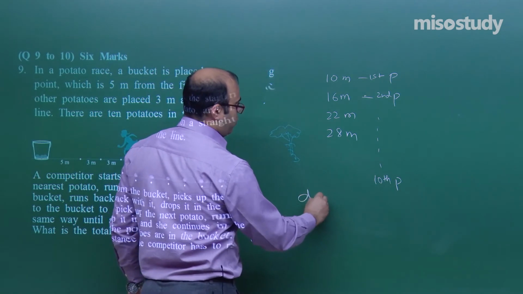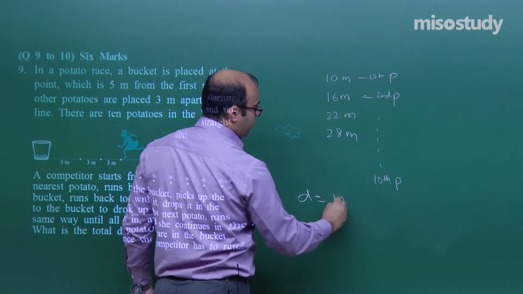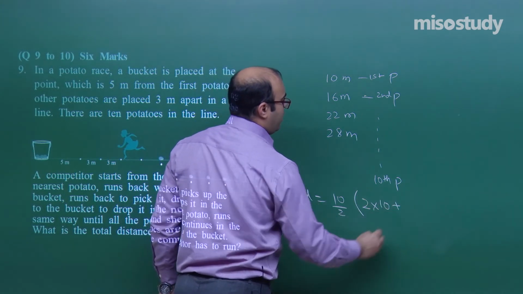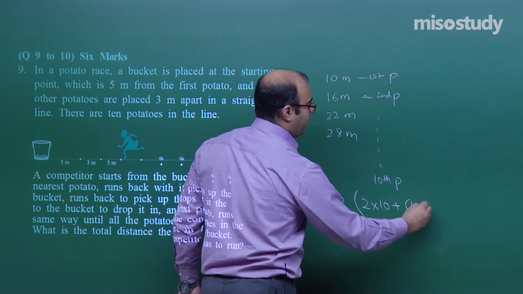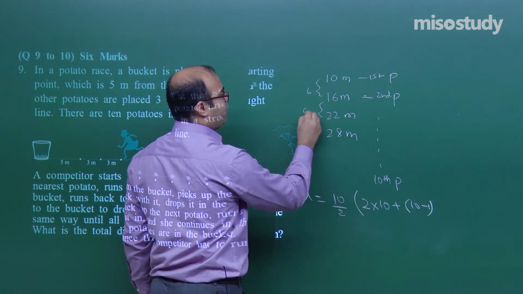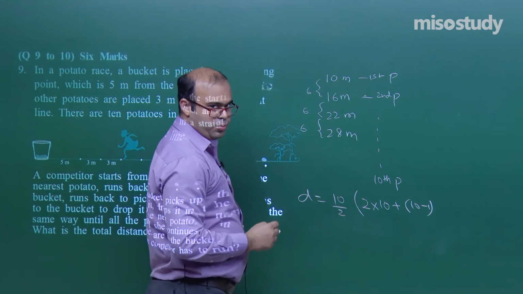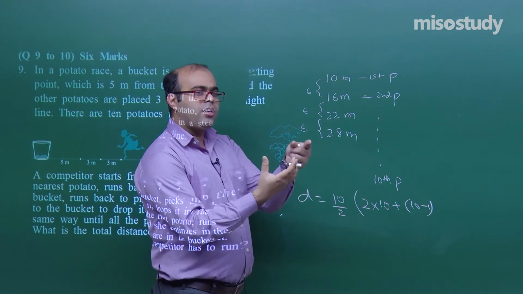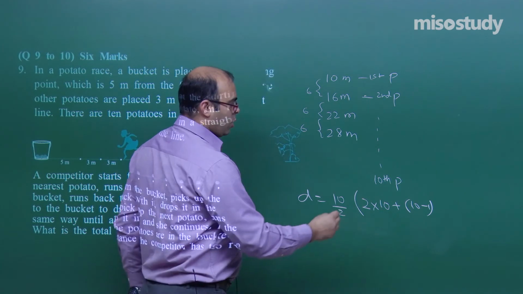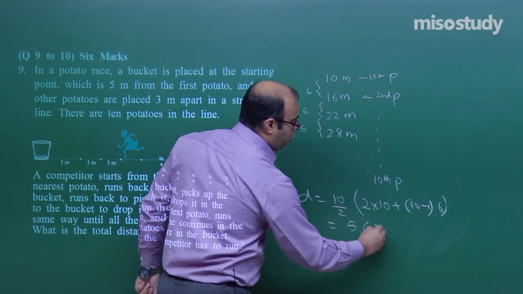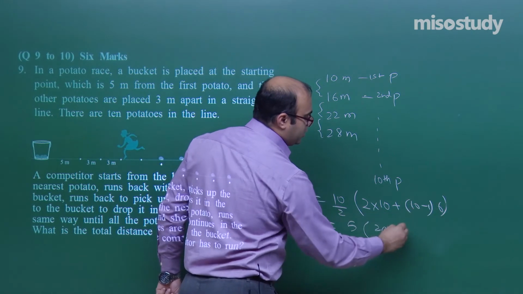So distance will be equal to number of terms 10 by 2, 2a, that is 2 into 10, plus n minus 1, that is 10 minus 1, into common difference. If you see, 6 meter is the common difference of consecutive terms, because the distance between two potatoes is 3 meter. So there will be 3 in going, 3 in coming, 6 meter. So the common difference is 6.